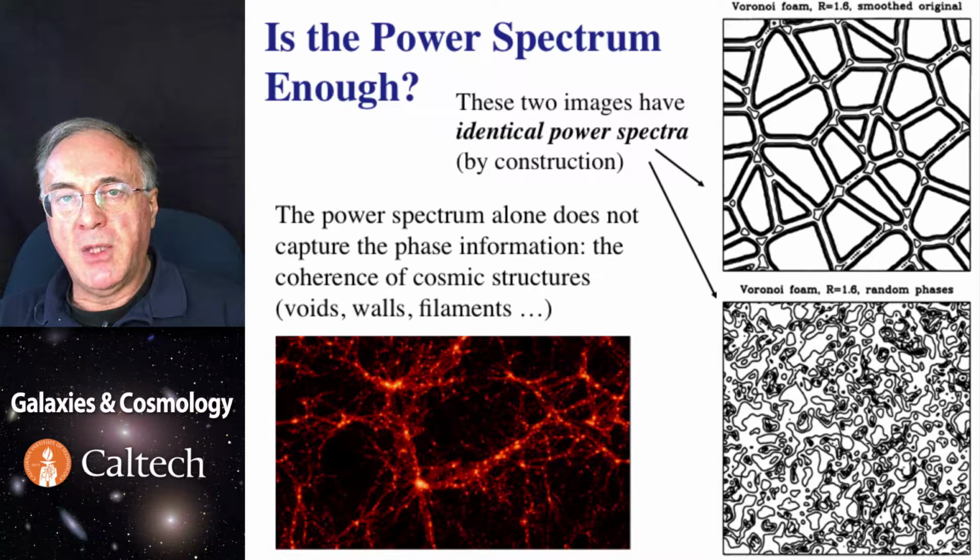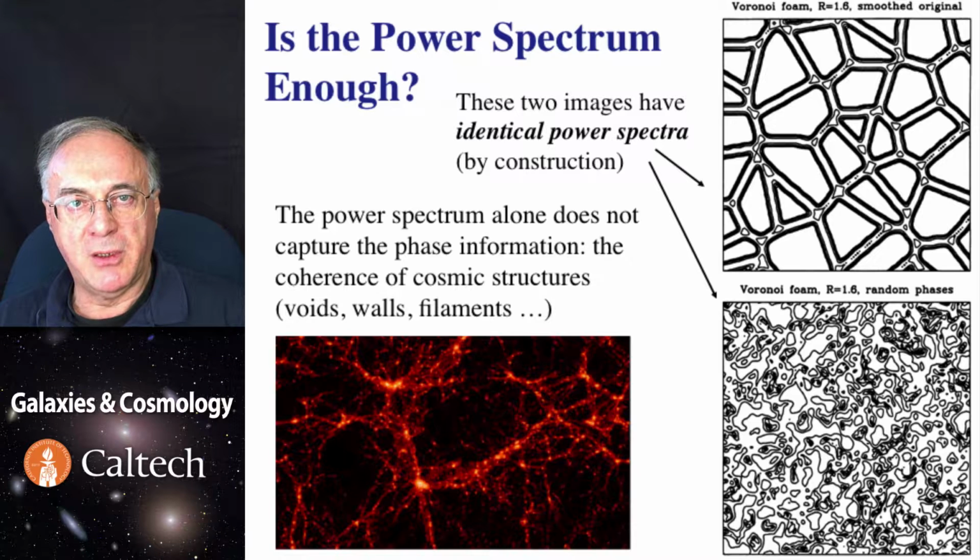What was done here, its Fourier transform was taken, and then the phases were randomly scrambled, leaving the power spectrum identical. Then transform back with scrambled phases, and you see the plot on the bottom. It looks like complete noise. The coherence is completely gone. So whereas the distribution of fluctuations is the same, their arrangement is completely different.